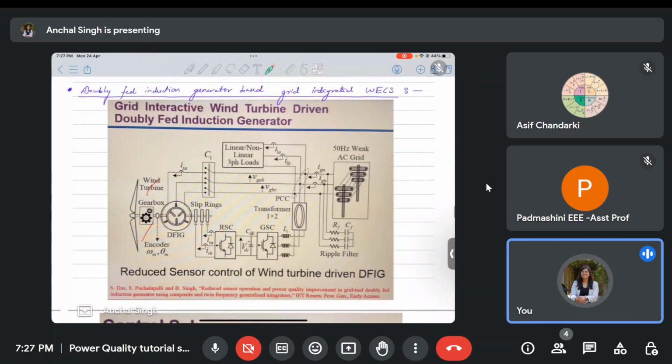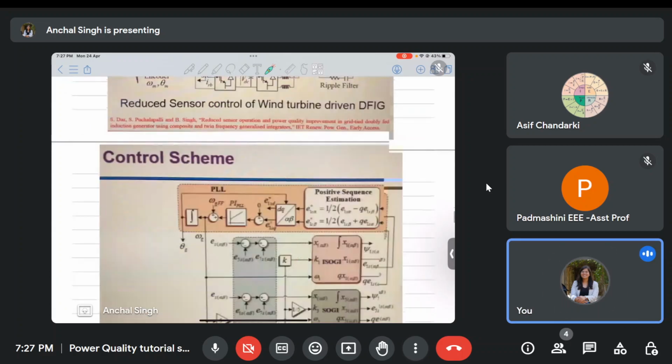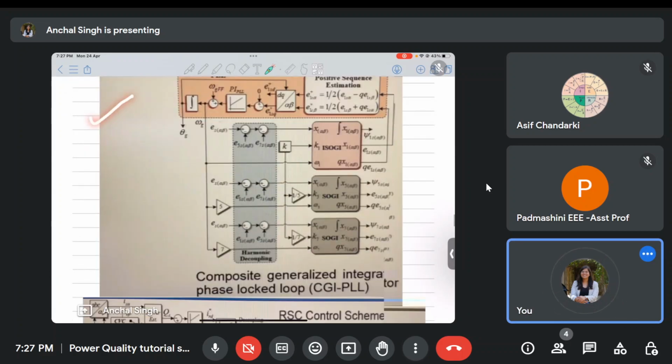Again, don't let these diagrams overwhelm you. Look at the bigger picture. There is the wind turbine, gearbox, induction generator. Now you have a grid to connect. From this generator you will take power. There will be a rotor side converter, then a grid side converter, and this will connect to the grid. Some loads will be connected here, some loads will be connected to the grid later on, and there will be a ripple filter here. This is again a simple system if you break it down into parts, and once you understand the big picture, it will be easy to understand these control algorithms one by one.